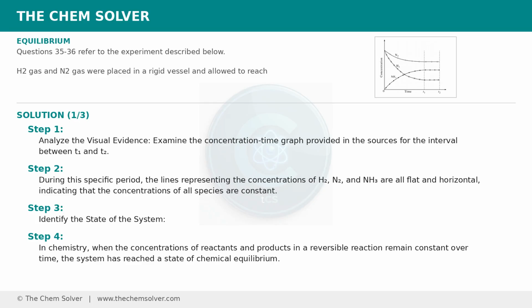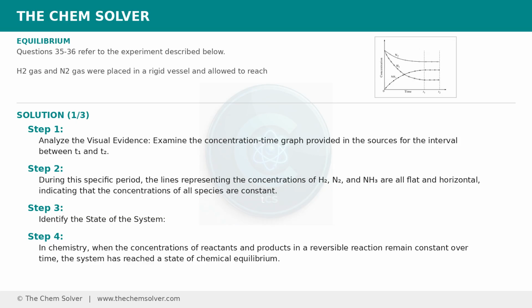Analyze the visual evidence. Examine the concentration time graph provided in the sources for the interval between T1 and T2. During this specific period, the lines representing the concentrations of H2, N2, and NH3 are all flat and horizontal, indicating that the concentrations of all species are constant.